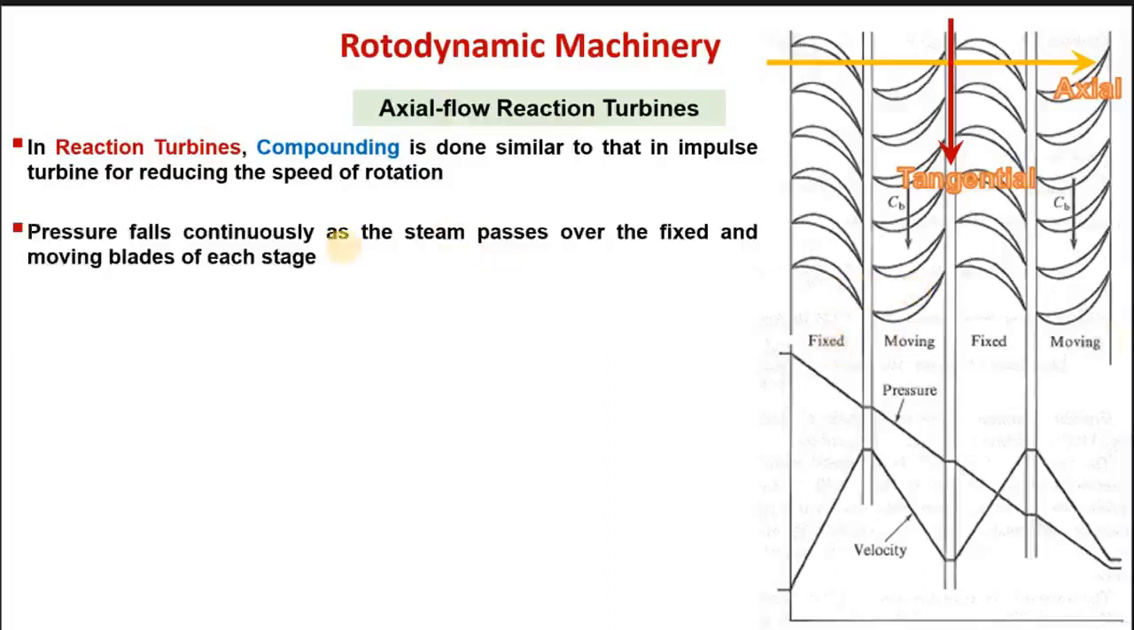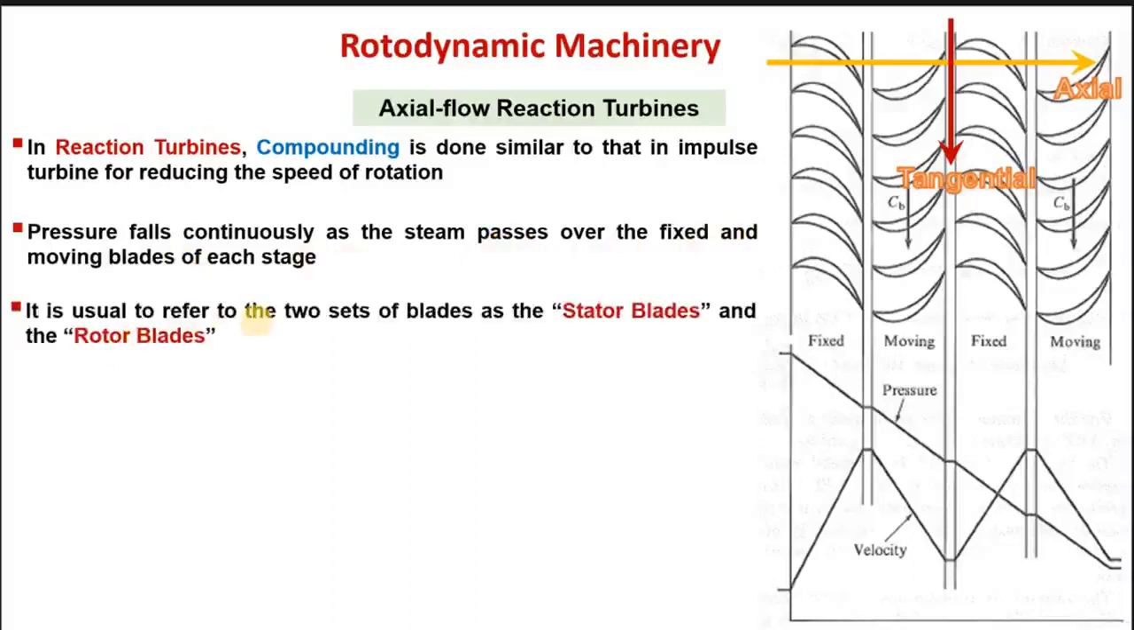Right, so pressure falls continuously as the steam passes over the fixed and moving blades of each stage. It is usual to refer to the two sets of blades as the stator and rotor. So these fixed rows of blades can also be referred to as stator blades, and the rows of moving blades can also be called rotor blades. So pressure drop across the rotor produces an end thrust. Here you can see that pressure is continuously dropping, and in case of moving blades, the pressure drop from inlet till exit will produce an end thrust or axial thrust because pressure is dropping in the axial direction.